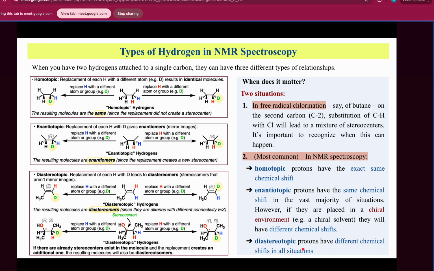Then comes diastereotopic protons. They have different chemical shifts in all situations, because they are bringing a new stereocenter, so they are changing the stereocenter. That's why they will have different chemical shift values in all conditions. So this is the reason why we need to understand what type of hydrogen is present, because then only will they bring the change in the chemical shift. Otherwise, they will not bring any change in the chemical shift and we won't be able to differentiate them.